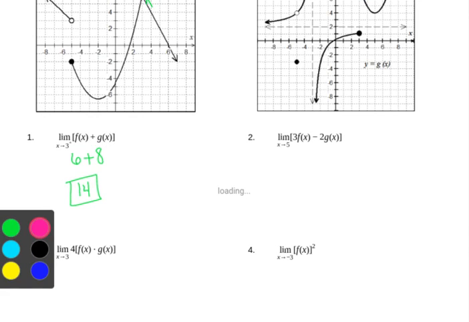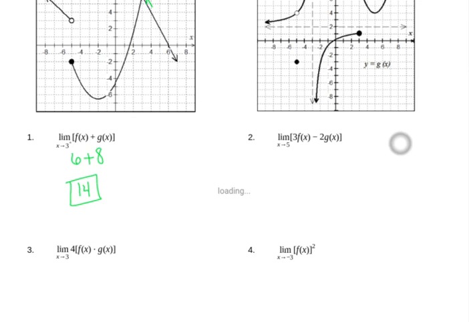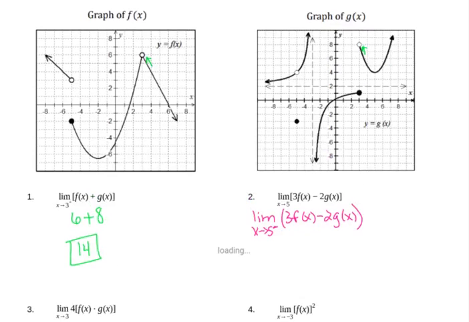So let's go ahead and look at the left-sided limit first. We're going to do the limit as x approaches 5 from the left of 3 f of x minus 2 g of x. So if I look at my graph, I'm approaching 5 from the left side. First, I'm going to write my 3. Now I'm going to look at my graph for f of x. As x approaches 5, x approaches 5 is right here. So I'm approaching from the left side. That's going to be 2.